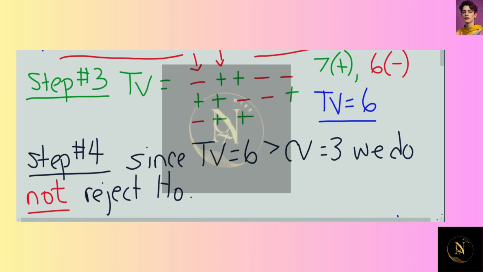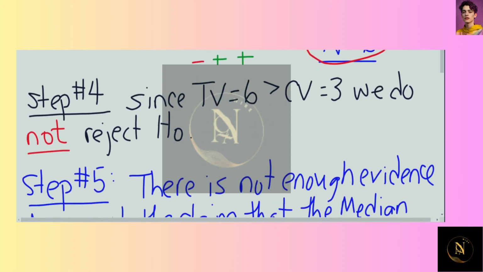you have 7 positives and 6 negatives altogether, which gives you your test value to be 6. So the test value here is going to be 6. All right, so now you have your critical value and your test value, so now you're ready to make a decision. So step 4, since the test value, which equals 6, is greater than the critical value, which is equal to 3, we do not reject H0.